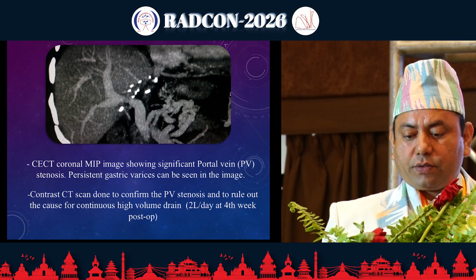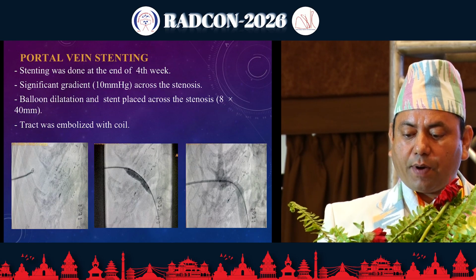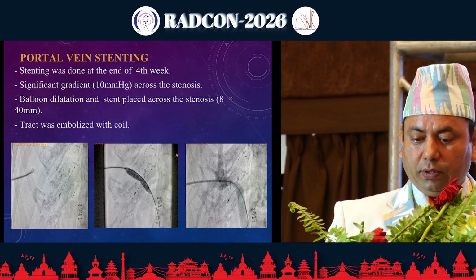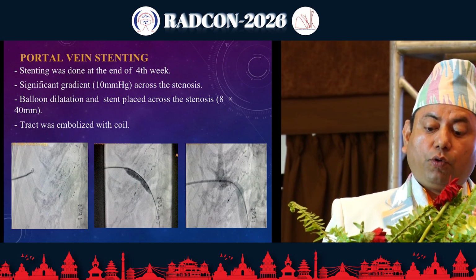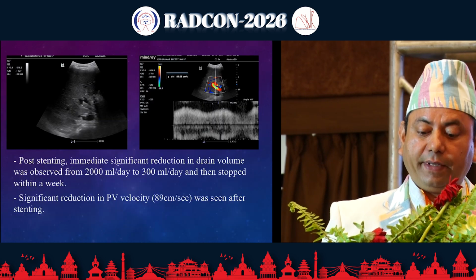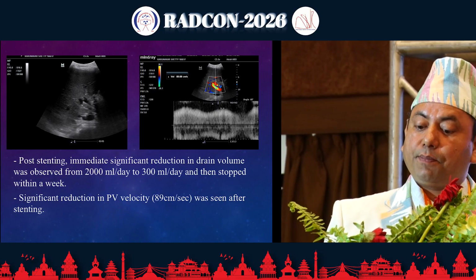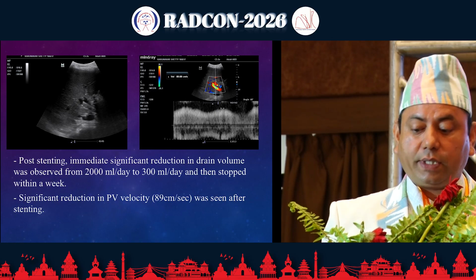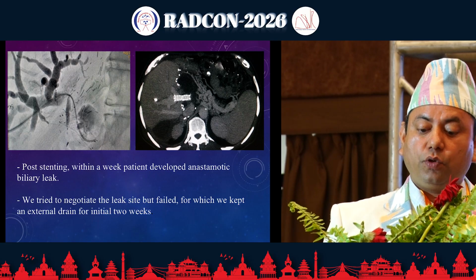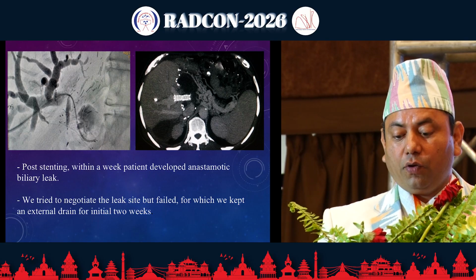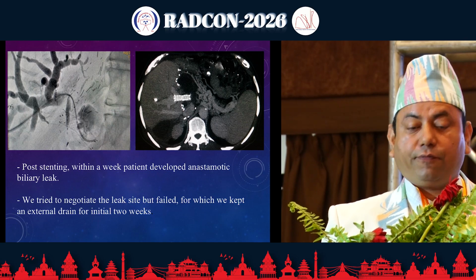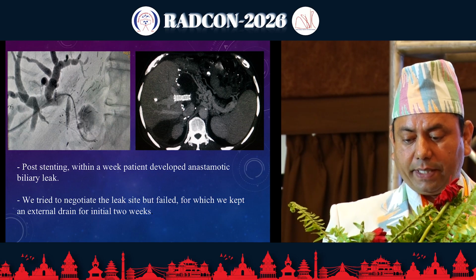For the portal vein stenosis, peripheral puncture and then angioplasty were done, with improvement in the portal flow. Contrast CT and coronal MIP were done, showing the significant portal vein stenosis, and persistent gastric varices were also noted in this case. Contrast CT scan was done to confirm the portal vein stenosis and rule out other causes. There was a high flow volume drain, more than 2 liters per day, in the 4th postoperative week.